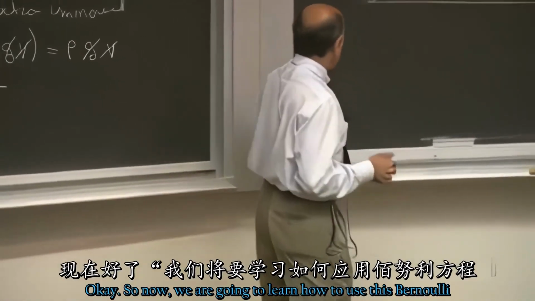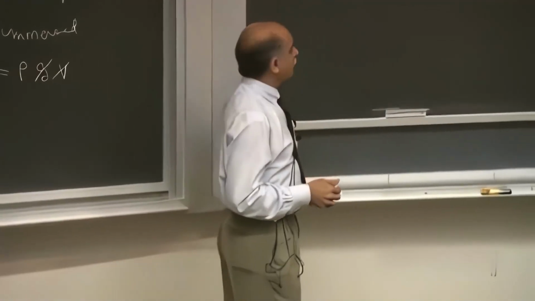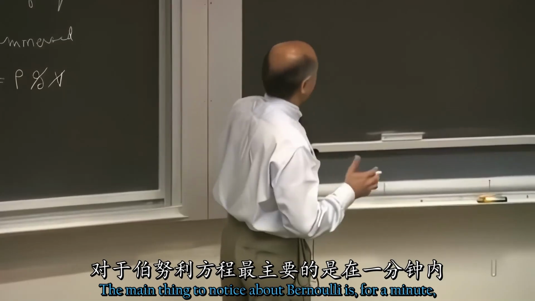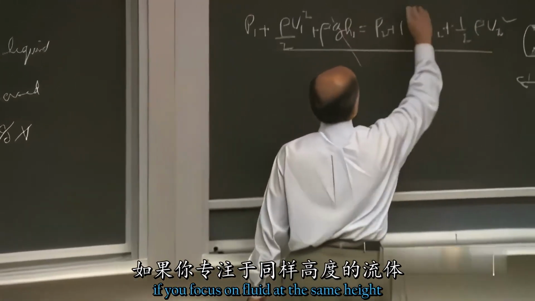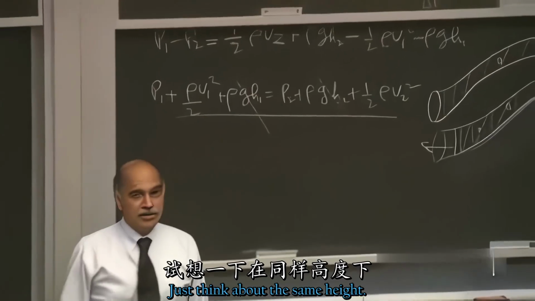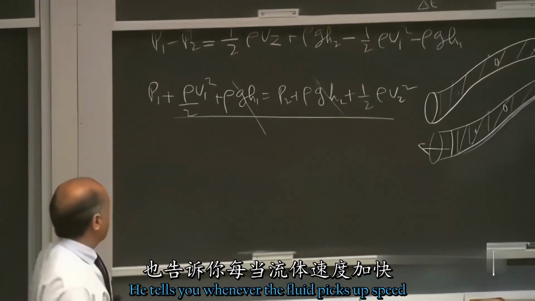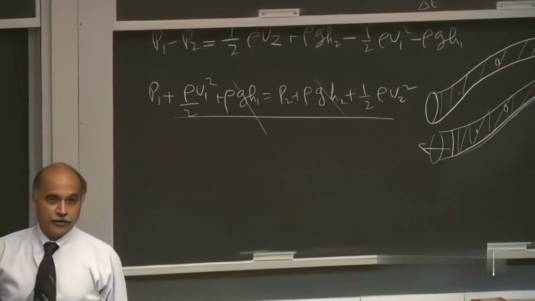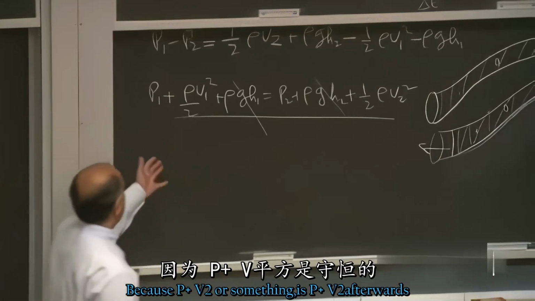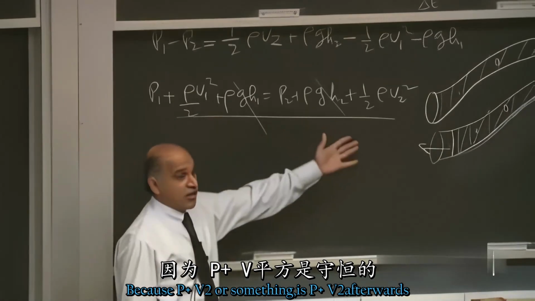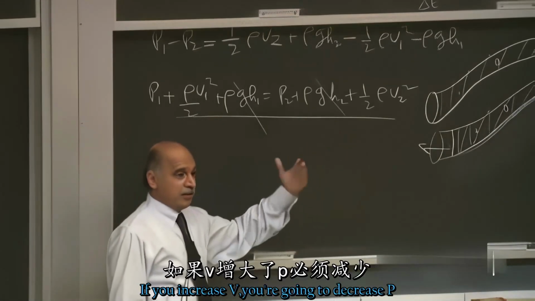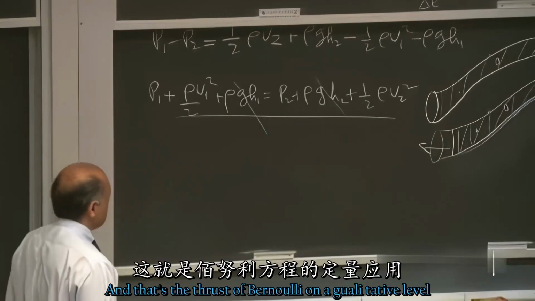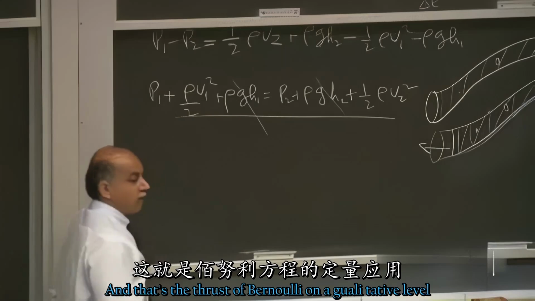Okay, so now we are going to learn how to use this Bernoulli. The main thing to notice about Bernoulli is, for a minute, if you focus on fluid at the same height, just think about the same height. It tells you whenever the fluid picks up speed, it's going to lose pressure, because it's P plus V squared or something before, and P plus V squared afterwards. If you increase V, you're going to decrease P. And that's the thrust of Bernoulli at a qualitative level.